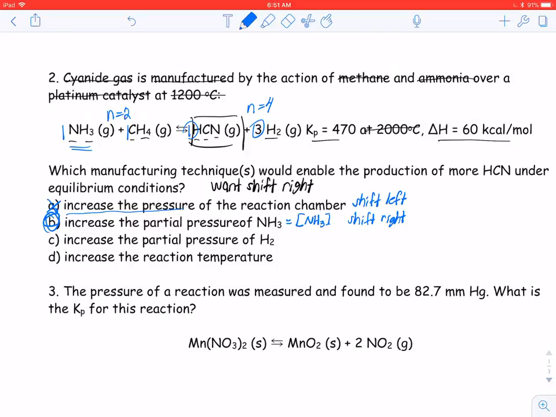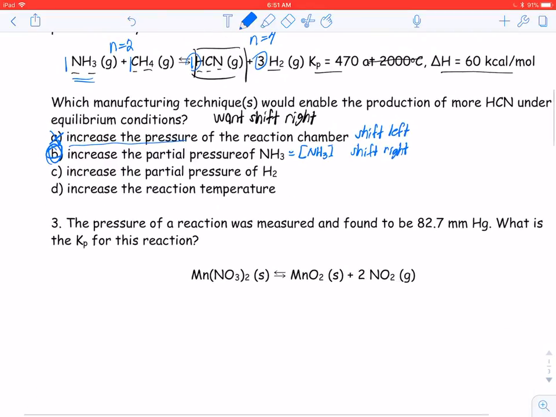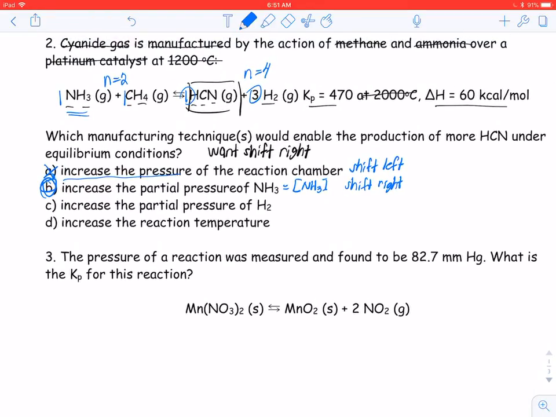If we increase the partial pressure of H2, that's the same as increasing the concentration of hydrogen. Here's hydrogen on the right side of this equation. If we increase the pressure and or the amount of hydrogen, it's going to shift left. It's going to shift away from that increase, so that's not going to increase the production of cyanide.